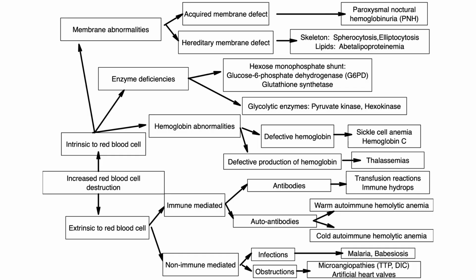If it's non-immune mediated, those can be infections. Malaria, babesiosis, infect the red blood cell and break it, so hemolysis. And then obstructions in the tiny vessels, so a microangiopathic hemolytic anemia, something due to something like TTP, hemolytic uremic syndrome, DIC, and then also artificial heart valves. My understanding, the newer ones really don't, unless they're malfunctioning. It's the older ones that kind of did this.